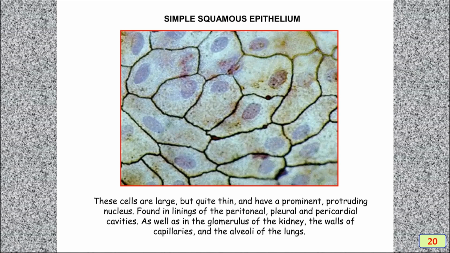the intestinal lining. This type of cell is very rare in the body. It is also required in the glomerulus of the kidney and the walls of the capillaries in the lungs.